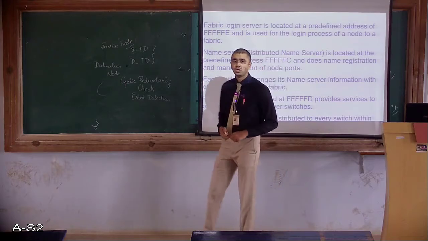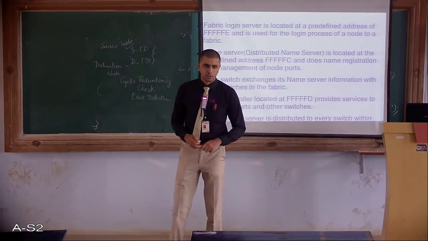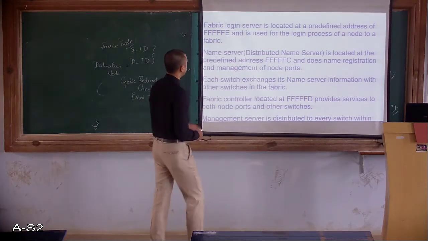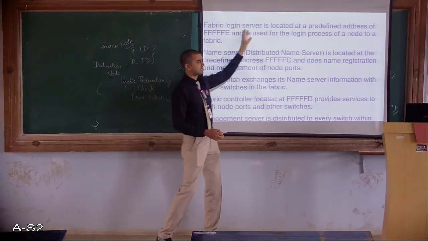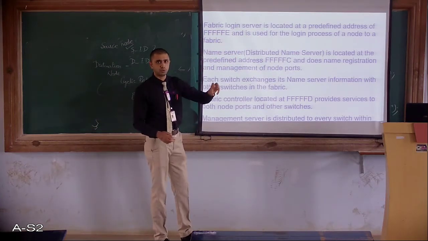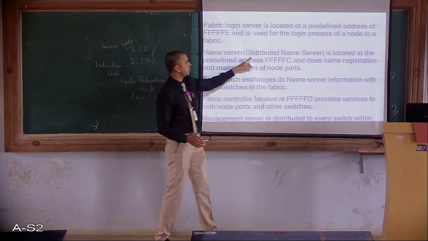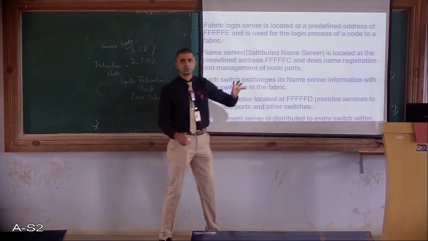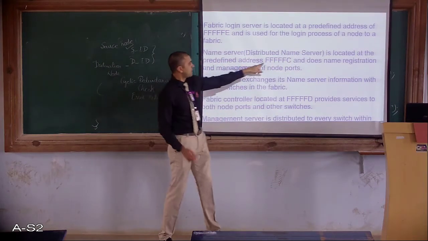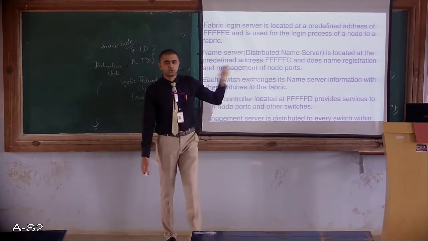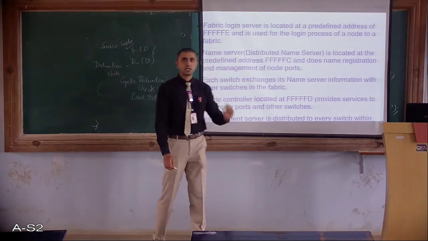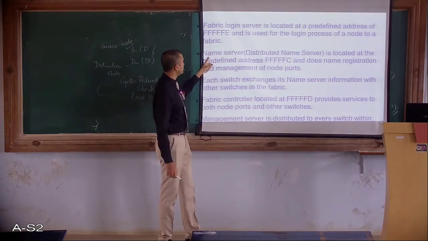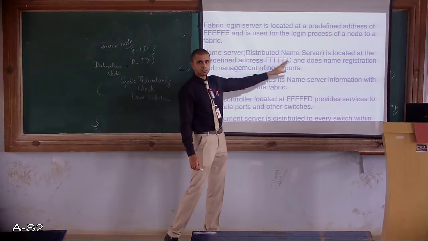Whenever a node logs into a particular fabric, the first thing that happens is that the fabric login server assigns a certain address to that node. Once that is done, the name server, or distributed name server, comes into the picture. That also has a predefined address. So that node has to register its name to that fabric, and that name registration operation is performed by the name server.